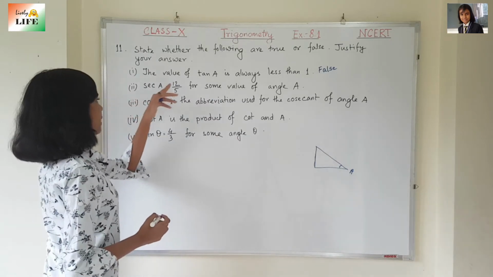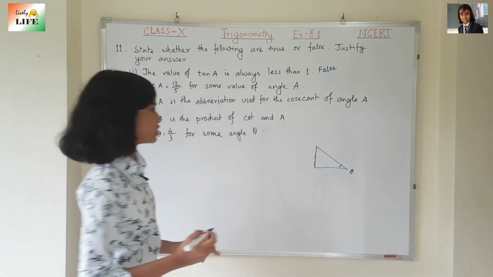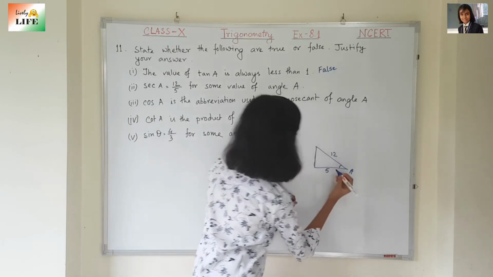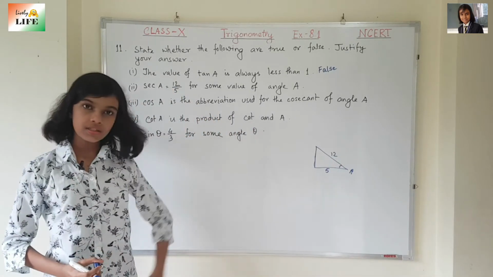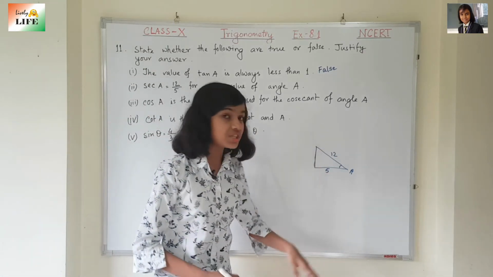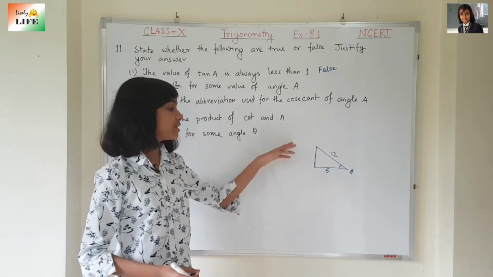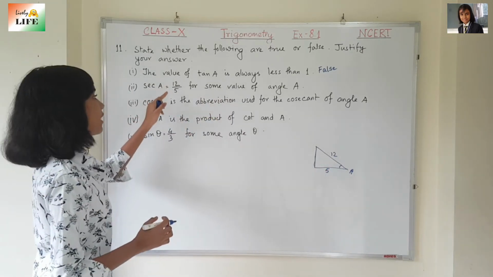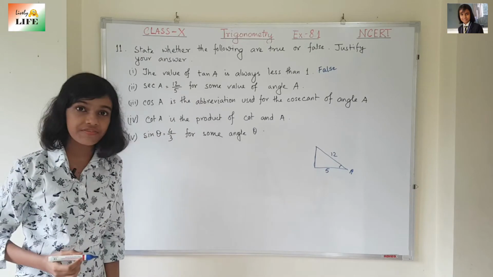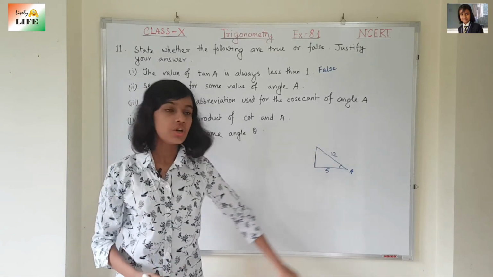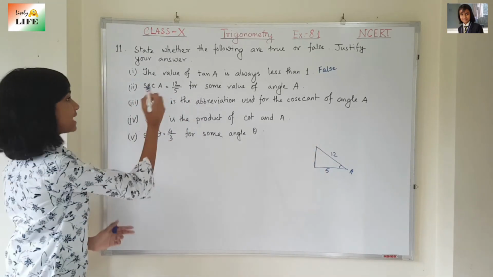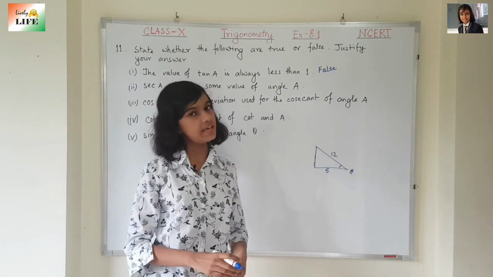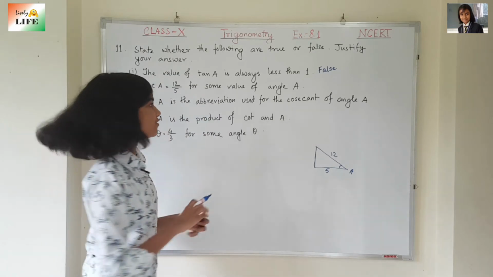So if this is hypotenuse by base, then 12 is the hypotenuse, right? And 5 is the base. So can it be this one? We know that hypotenuse is always greater than the perpendicular or the base. So this can be sec A, 12 by 5, because 12 is greater than 5 and 12 is the hypotenuse. So it is true. Sec A can be 12 by 5 for some value of angle A.